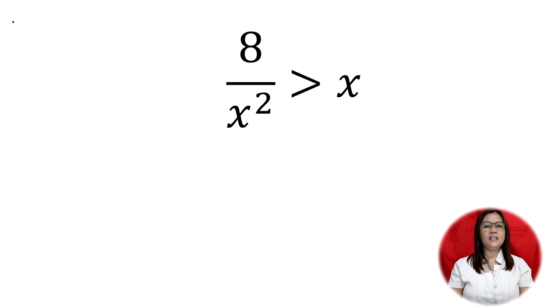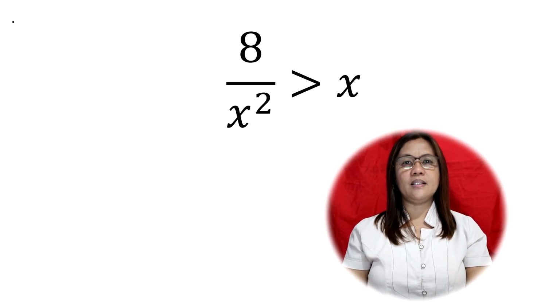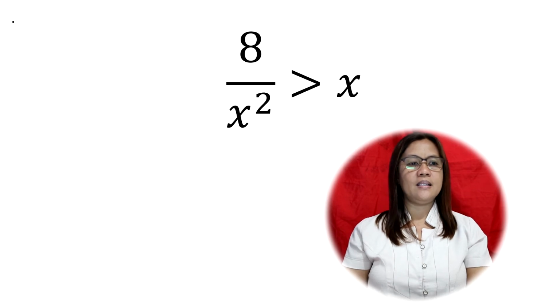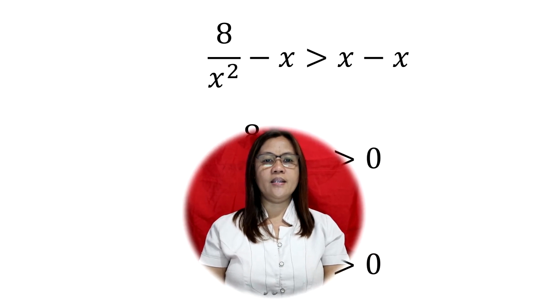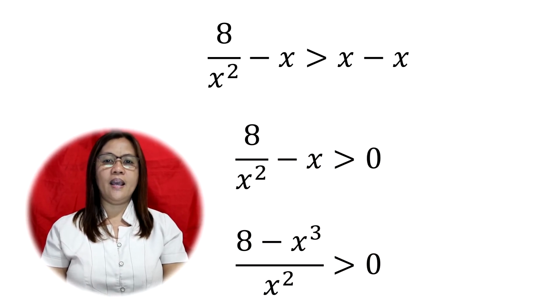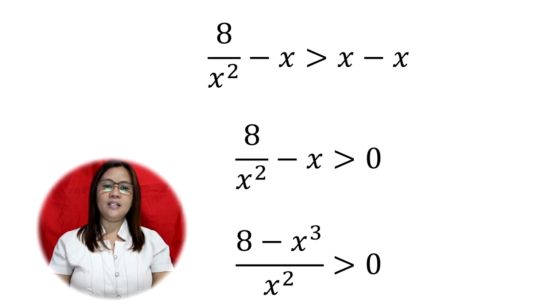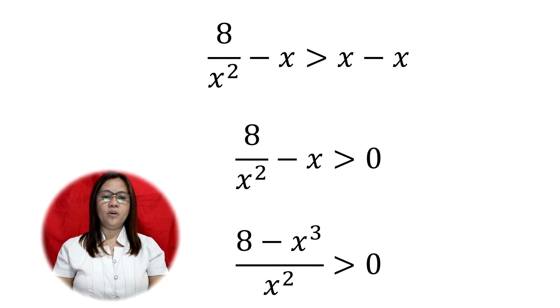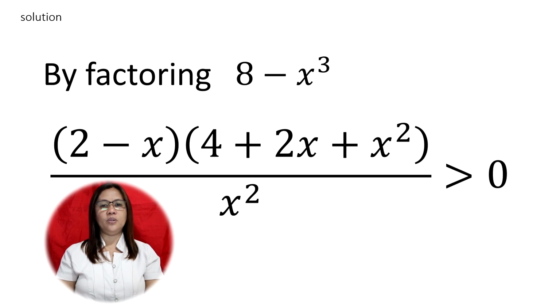Since the height should be longer than the side of the square base, 8 over x squared is greater than x. To make the right side equal to 0, subtract x from both sides. 8 over x squared minus x is greater than x minus x, and 8 over x squared minus x is greater than 0. So, 8 minus x cubed over x squared is greater than 0. By factoring 8 minus x cubed, we have 2 minus x times the quantity 4 plus 2x plus x squared over x squared is greater than 0.